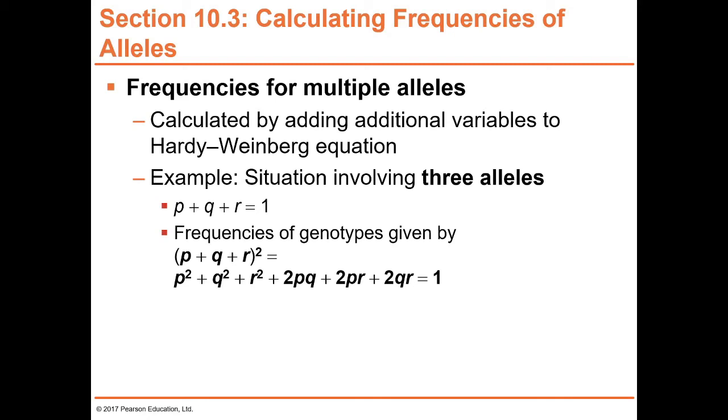But what if you have multiple alleles? Okay, you add an additional variable. So let's say that there are 3 alleles controlling a trait, P, Q, and R. But one person can only have 2 alleles. So you add P squared, Q squared, R squared, plus 2PQ, 2QR, 2PR. PQ, PR, QR are the heterozygotes. So P squared, Q squared, R squared, 2PQ, 2PR, 2QR, all total to 1.